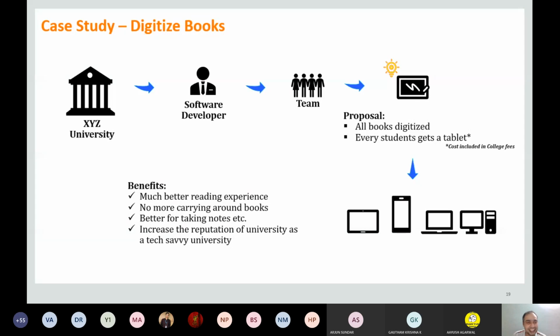That's why I told you this is not VIT. This is XYZ university. Be clear on that. Okay, with your fruitful interaction, let's proceed further.